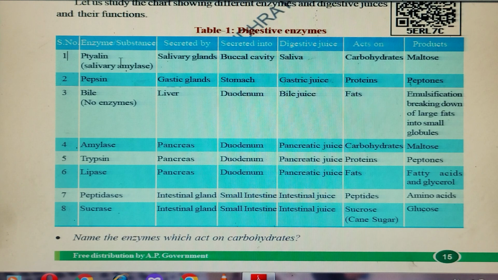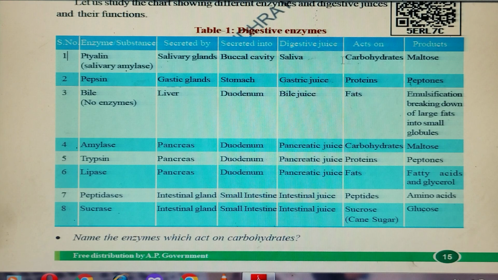So they will ask like this also: on which substance this salivary amylase acts. So in two ways, who releases salivary amylase is one type of question, and salivary amylase acts on what kind of substances, that is carbohydrates, and carbohydrates are converted into maltose. In this way students have to remember.